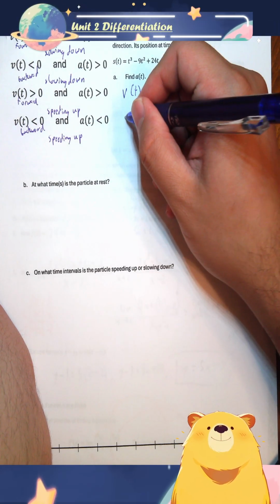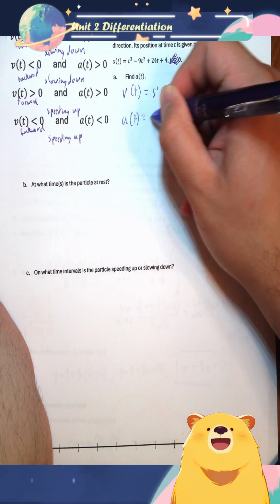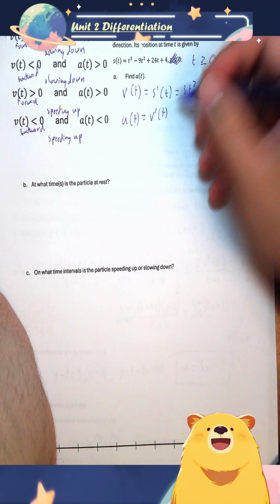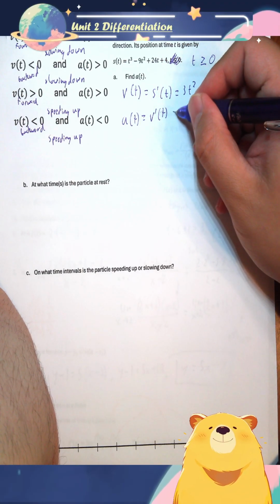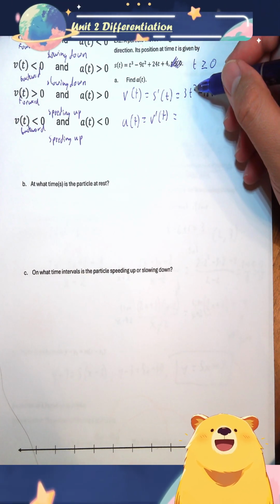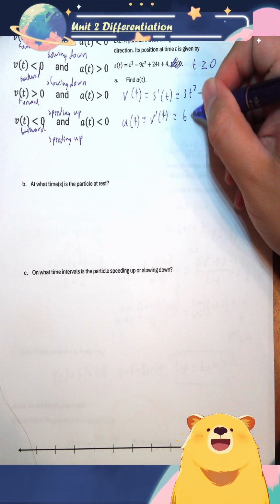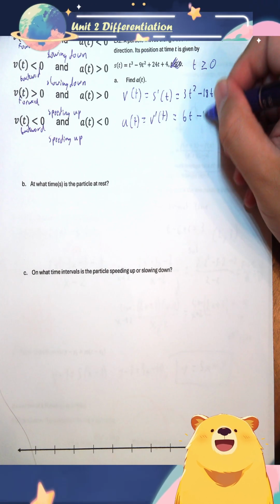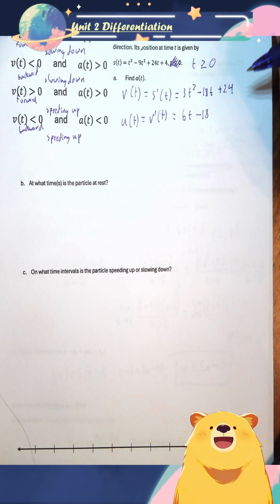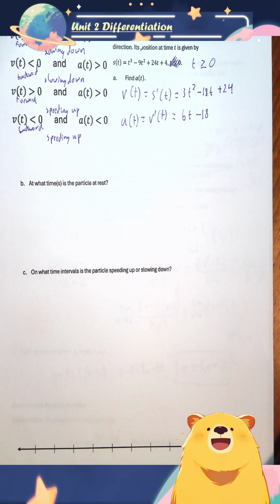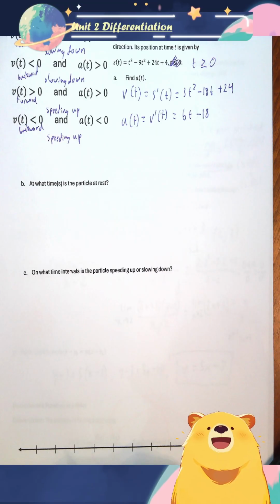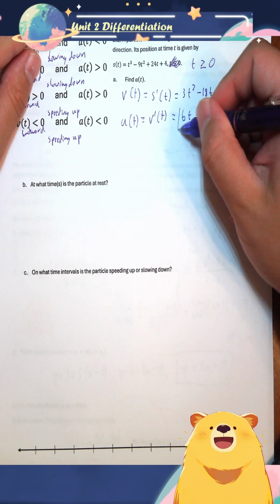Now let's do a of t, which is the derivative of the velocity, or the second derivative of the position. Again, we're able to do this piece by piece. The derivative of the first term is 6t, the derivative of the second is negative 18, and the derivative of the last term, 24, is a constant, so 0. All right, let me box this answer.